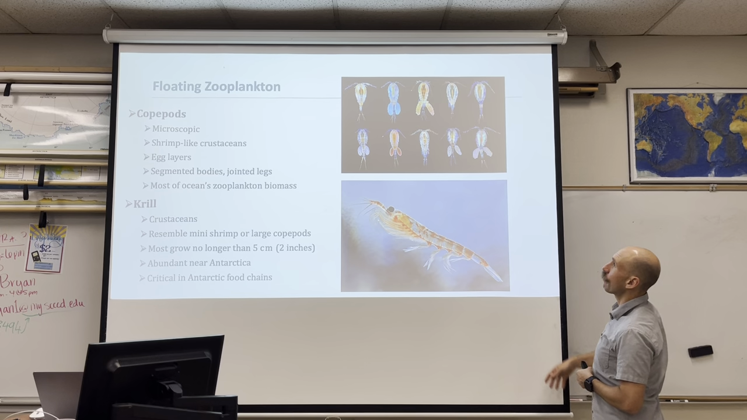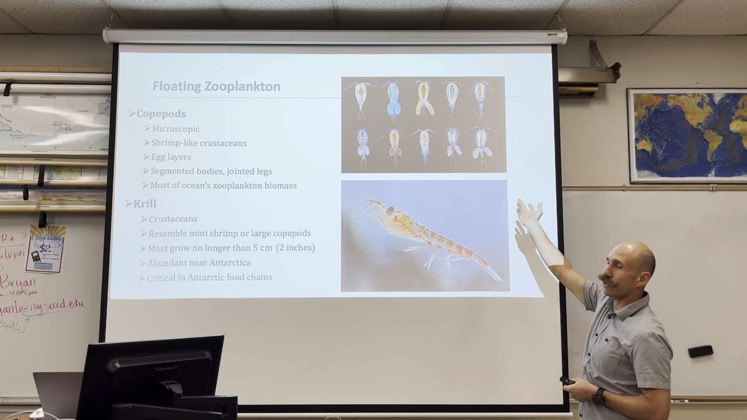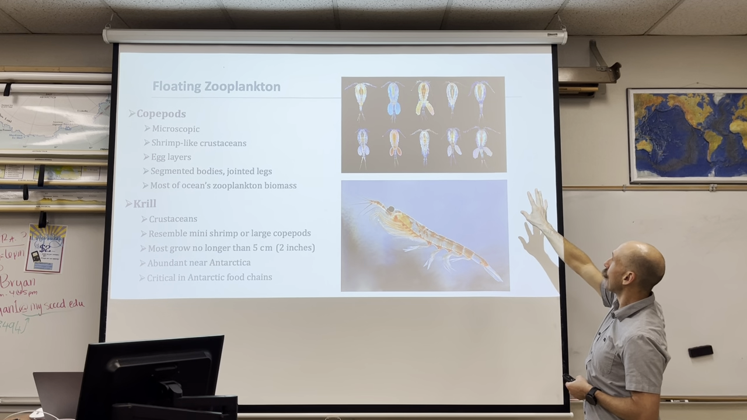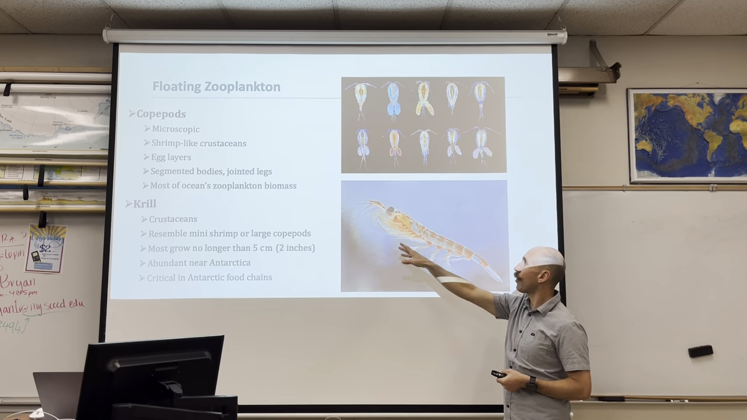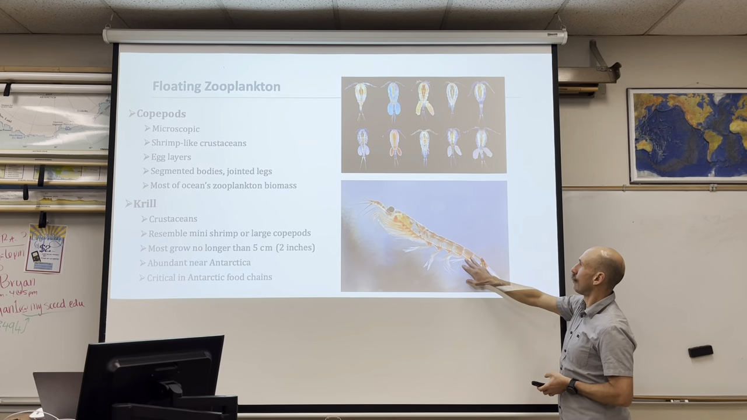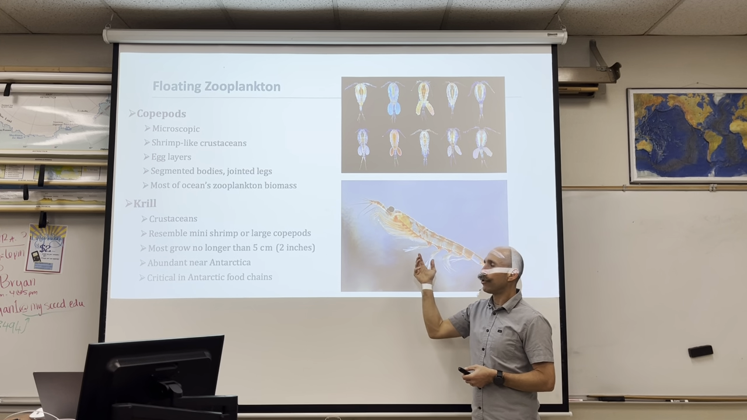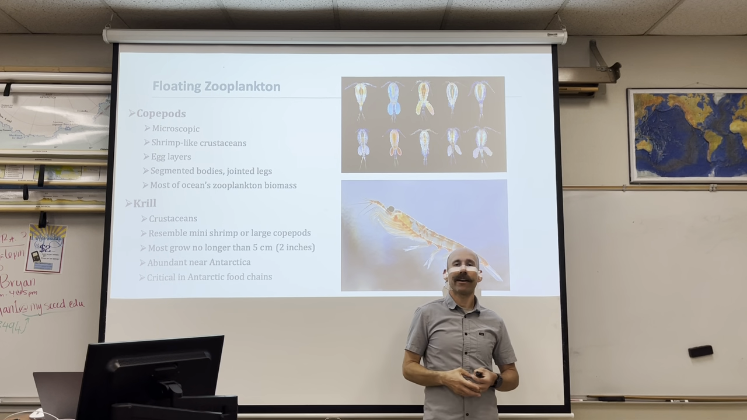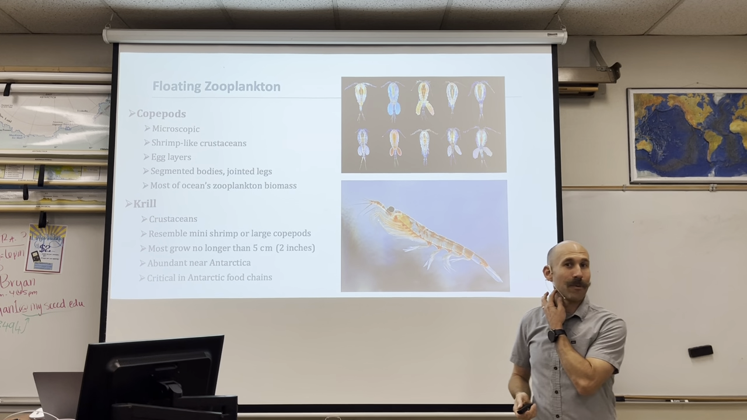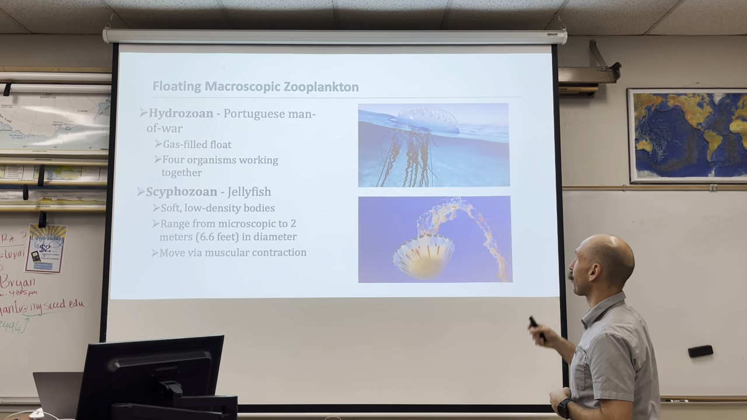Going a little bit bigger, we've got copepods. These are microscopic, so this is an electron microscope. Segmented bodies and joints, great sizes. Remember, these are plankton, so they're floaters. And then we've got krill, crustaceans that resemble mini shrimp or large copepods. They can grow up to about 2 inches. And really important for Antarctic food webs, where whales like to go in their summer season.